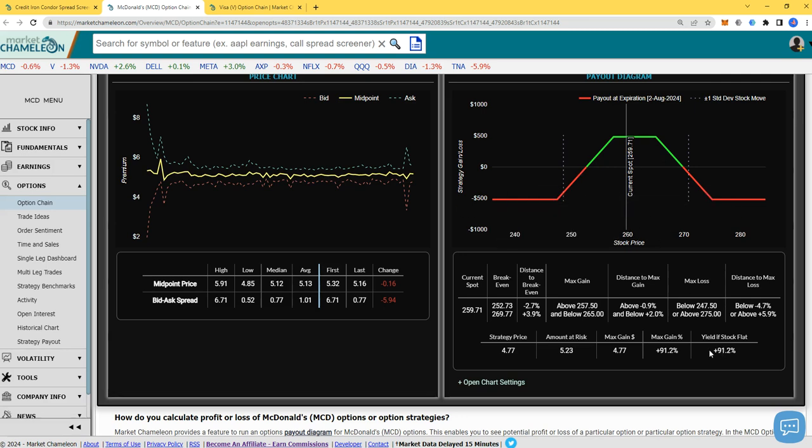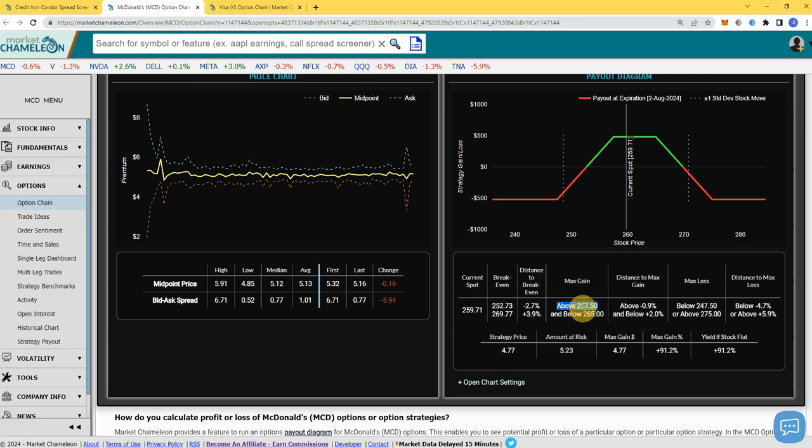Okay, and it tells you exactly if McDonald's doesn't move, you are collecting 91.2% yield if they don't move in the next 10 days or so. Distance to max loss, McDonald's needs to lose 4.7% to the negative side or gain 5.9% to the positive side, and you got the break even. So in the next 10 days, just to break even and still have all that $500 income, they need to lose either 2.7% or gain 3.9%. So that's a pretty massive move for McDonald's that doesn't move so much.